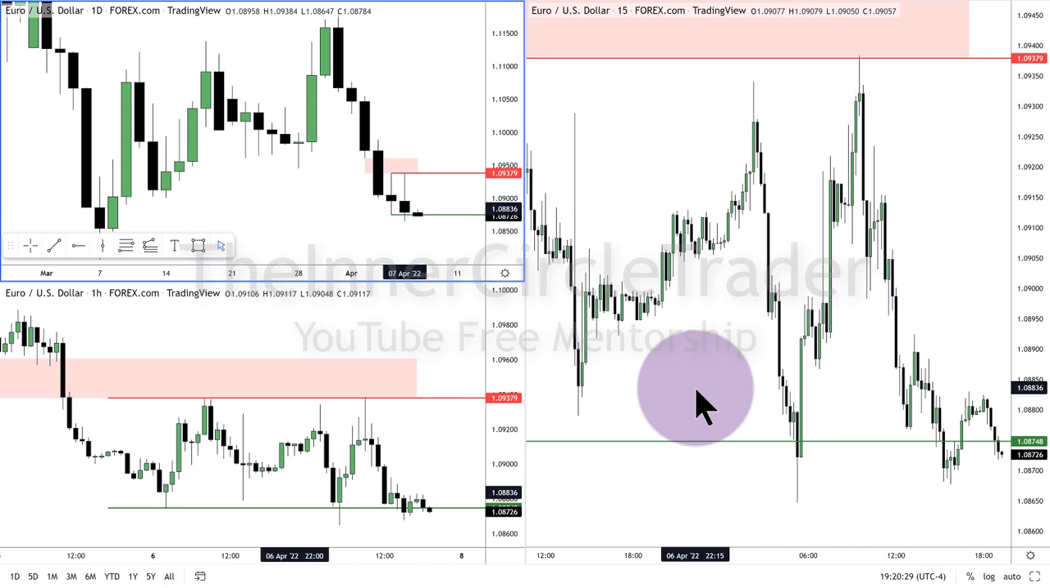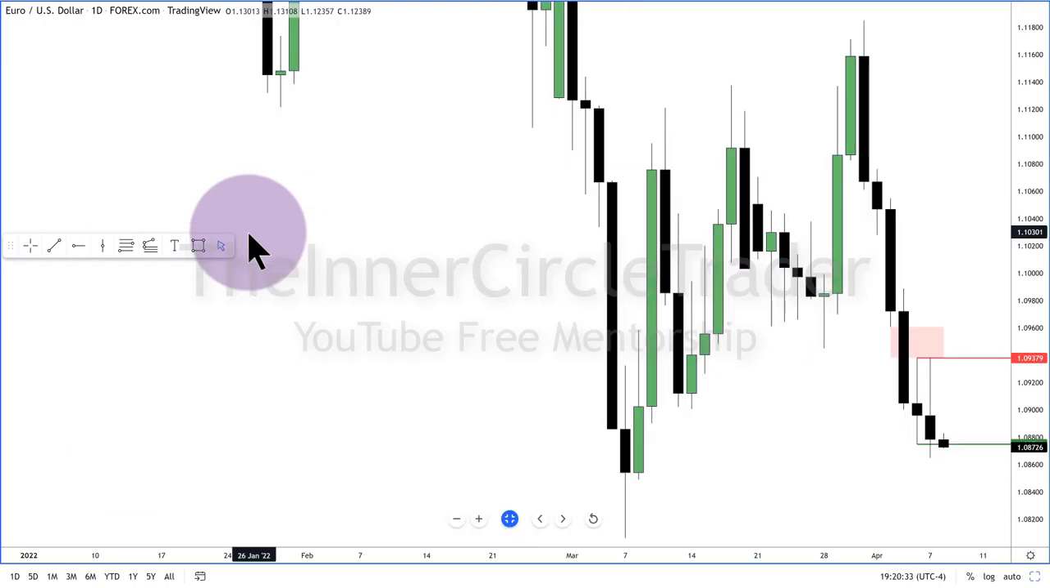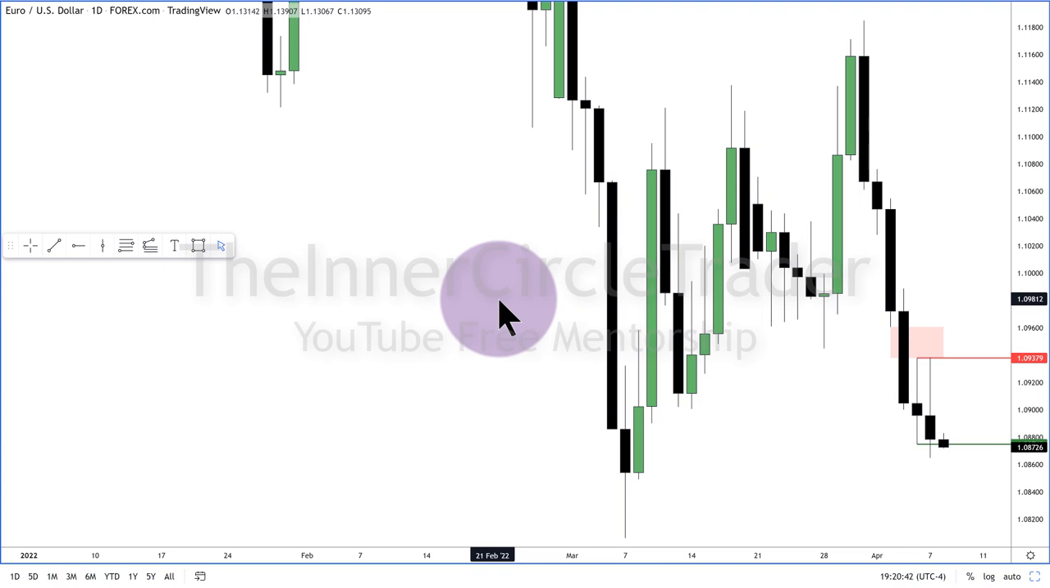But let me go back for a second to the daily because I want to bring something up. If you're using one screen, okay, you would obviously do this annotation here. And then in this screen, you would just simply change it to the hourly chart.